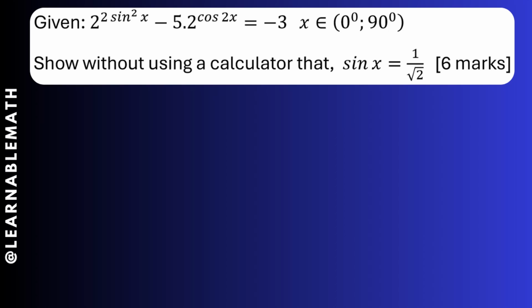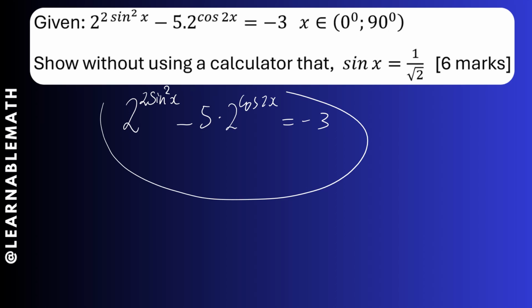Okay, so if you check, the equation that we are given is 2 exponent 2 sine squared x minus 5 times 2 exponent cos 2x is equal to minus 3. Obviously we have to solve this equation such that we can show that indeed sine x will be equal to 1 over root 2.